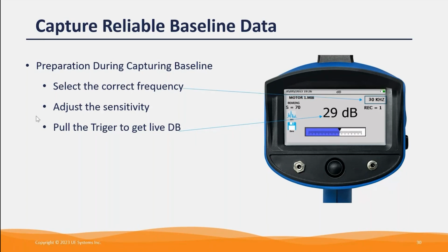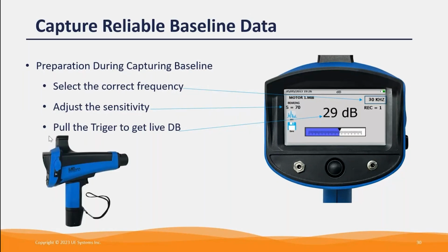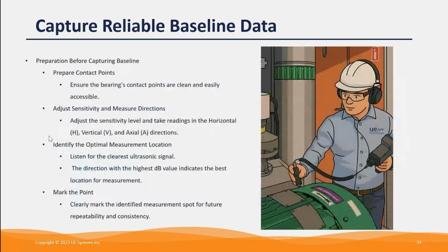Also, please remember to always use the trigger to get a live decibel value. To view a real-time decibel reading, you must press and hold the trigger on the instrument. If the trigger is not engaged, the screen will freeze on the last recorded value rather than updating live. Following these steps will help you collect reliable baseline data, which is essential for accurate monitoring and early fault detection. Okay, can we go to the next.